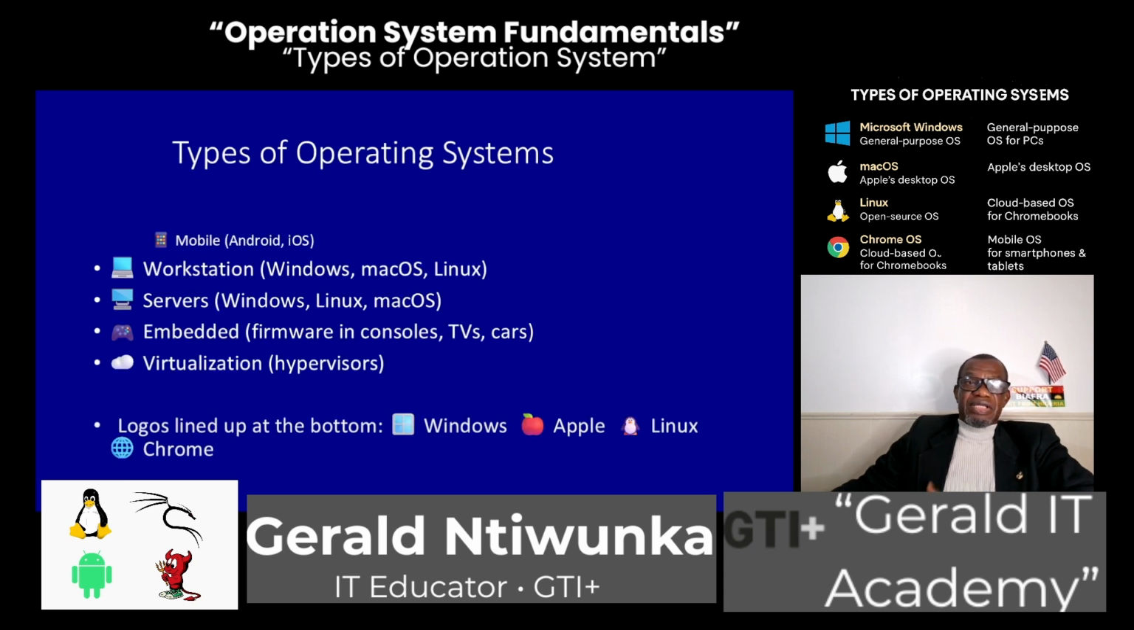Now, what are the types of operating systems? We have mobile operating systems, the Android and the iOS. We have workstation operating systems, the Windows, the Mac OS, and the Linux. We have server operating systems: Windows, Linux, and Mac OS. Embedded firmware in consoles, TVs, and cars. The virtualization and hypervisor, we are going to look into them.